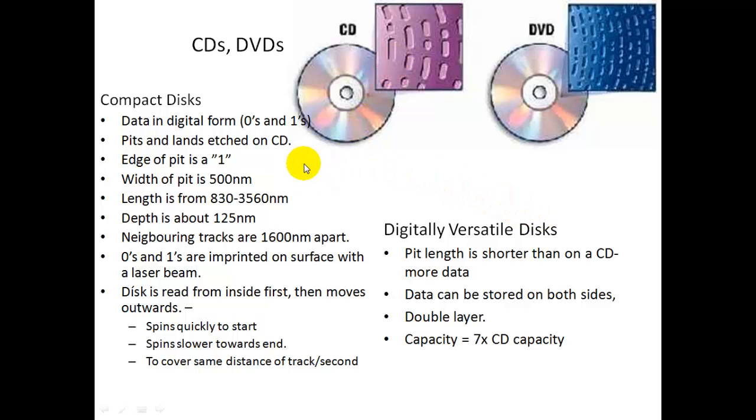So basically what we have, it's stored digitally as a series of zeros and ones. These pits and these lands or bumps are etched onto the CD. The edge of a pit is considered a 1. The middle of a pit or the middle of a land is considered 0, and we'll show how that works soon. Here we have the widths. The lengths of the lands can vary depending on how many zeros you have. The depth is important. This is 125 nanometers.